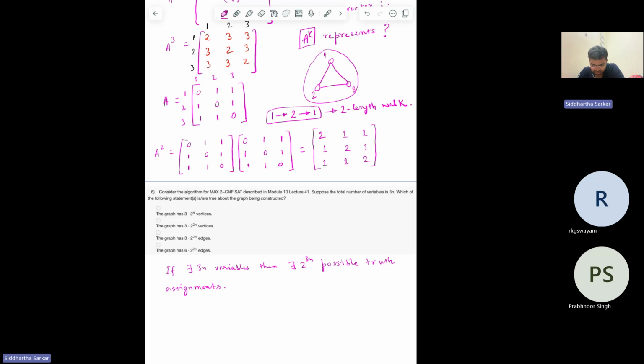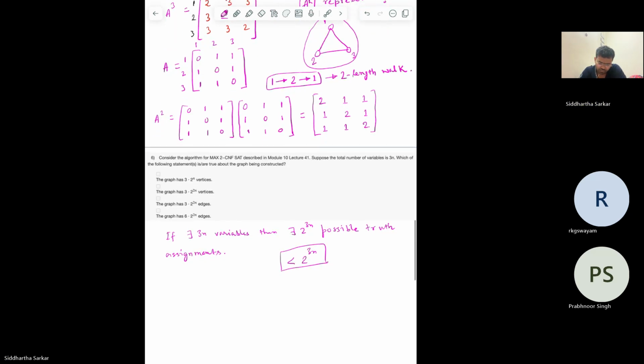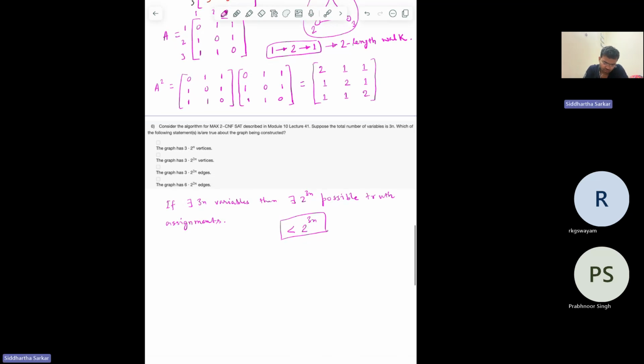For every assignment, you can check how many clauses are getting satisfied, and then you can report for which assignment the maximum number of clauses are satisfied. But to get a running time which is slightly less than 2 to the power 3n, there is some trick that has been described in this lecture. Let us say that the variables are numbered v1, v2, up to v3n. These are the Boolean variables.